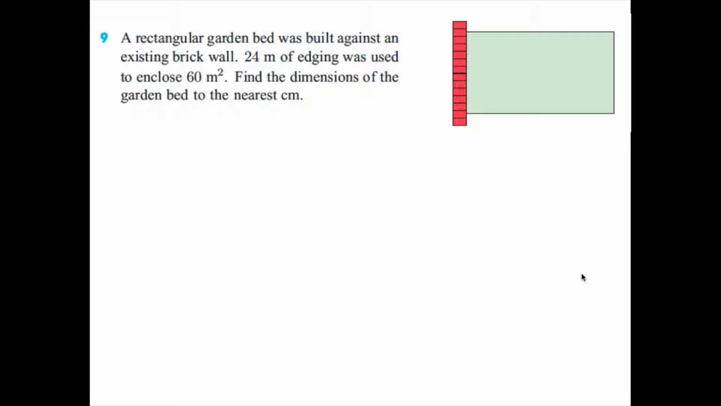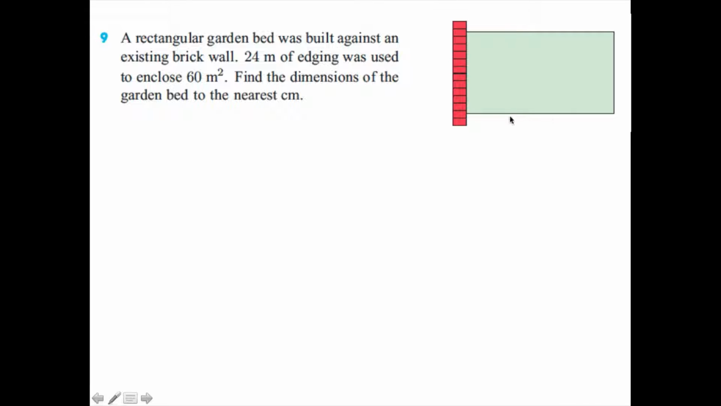First problem, number 9. It says a rectangular garden bed was built against an existing brick wall. So here's the wall. 24 meters of edging was used to enclose 60 meters squared. What does that mean? Edging is like the mini wall you put along the side of a garden. So here's where you build a little mini wall to capture your garden. And enclose just means to close in, right?